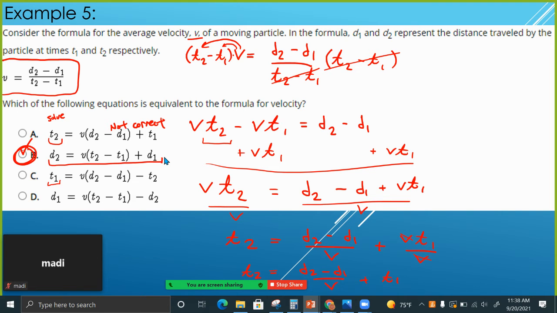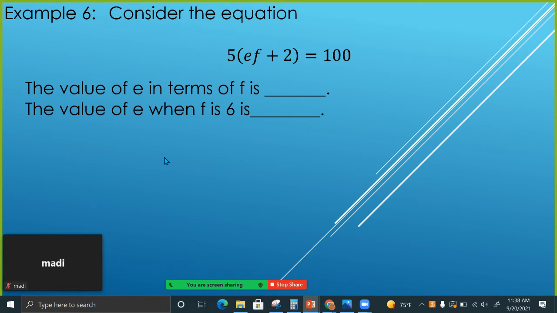All right, any questions or concerns on example 5, please? No. Okay. All right, this is my last one to do with you. So consider the equation 5 times E times F plus 2, and that's all in a parentheses, equals 100. And then they give us this. The value of E in terms of F is what? And then the value of E when F is 6 is what?